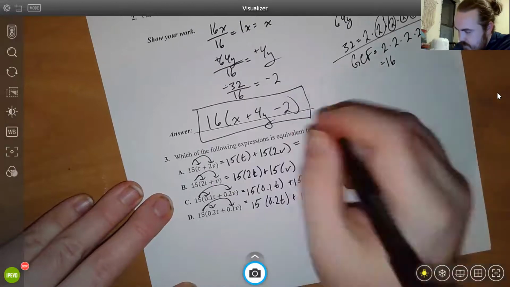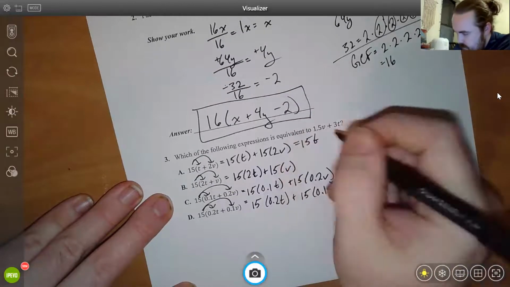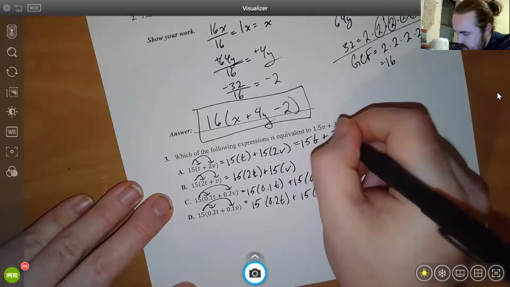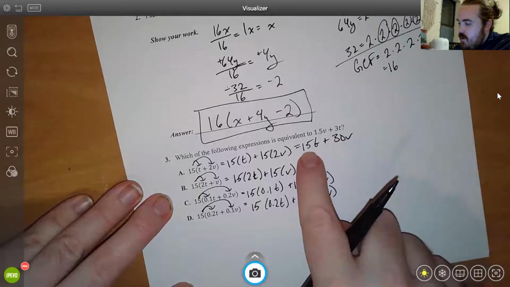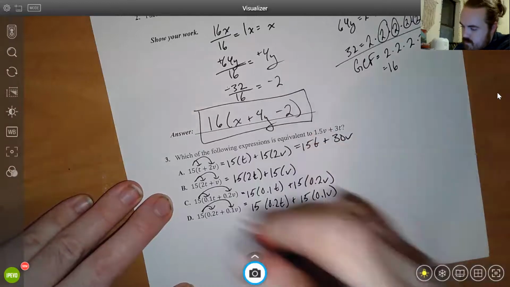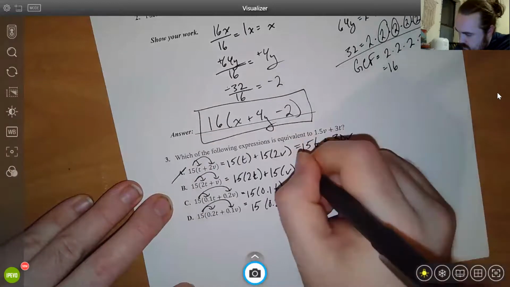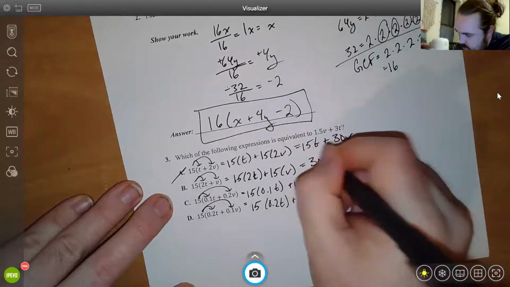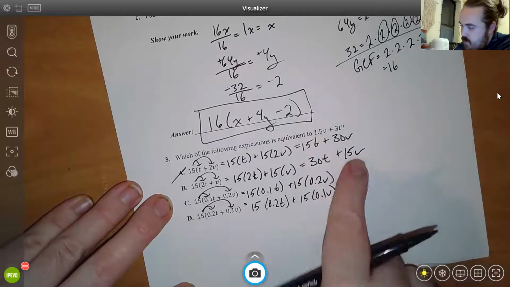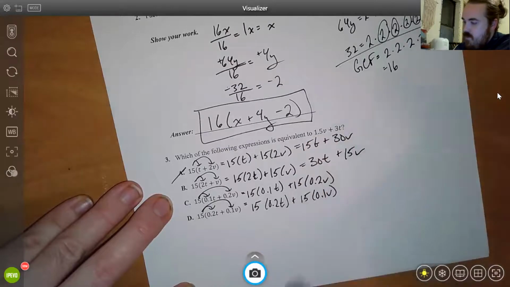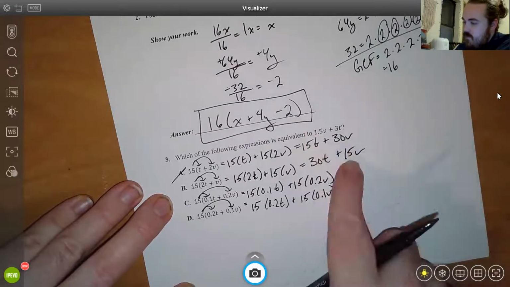All right, 15 times t is just 15t. 15 times 2v is just 30v. Absolutely not. There's no decimal in it, and they switch them around. In this case, I'll get 30t plus 15v. All right, so now the numbers, even though they're in the wrong order, look like they're the right ones, except this isn't a decimal.